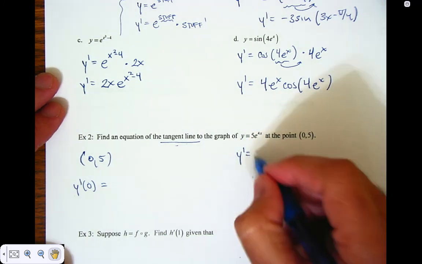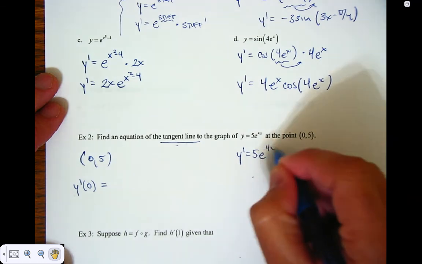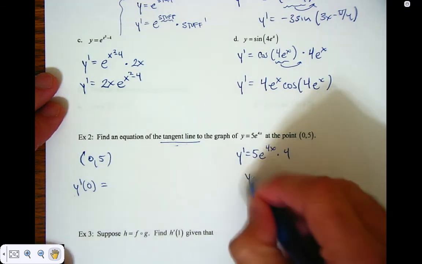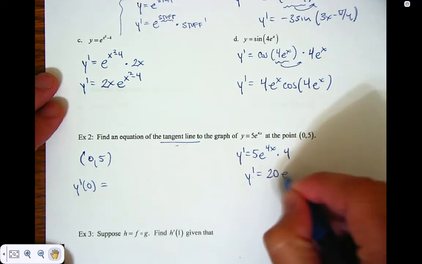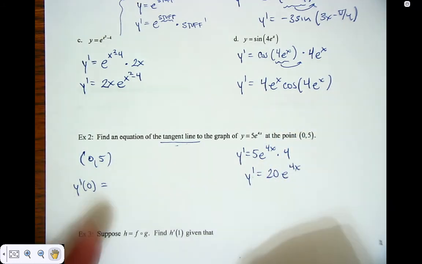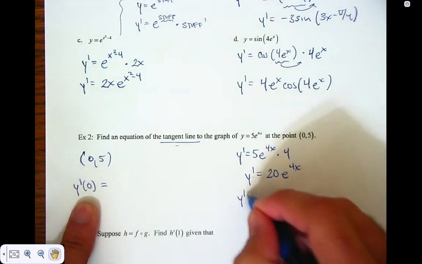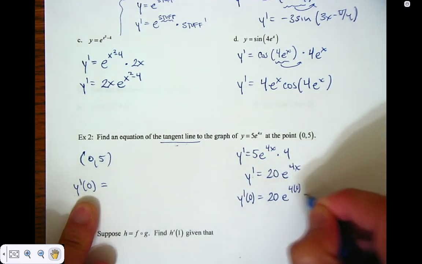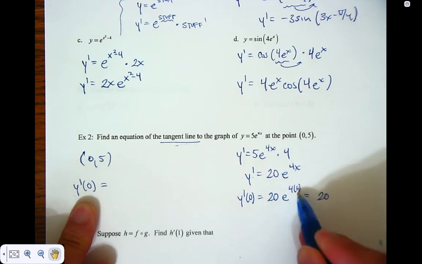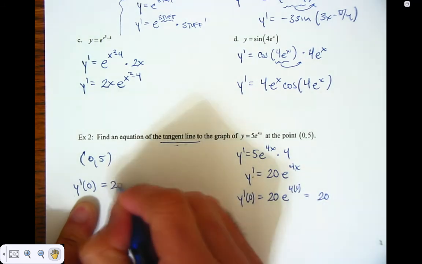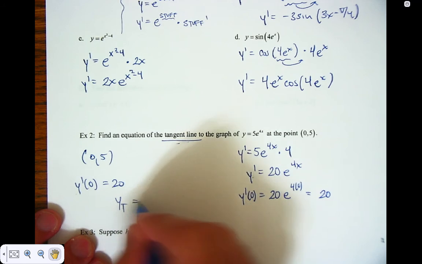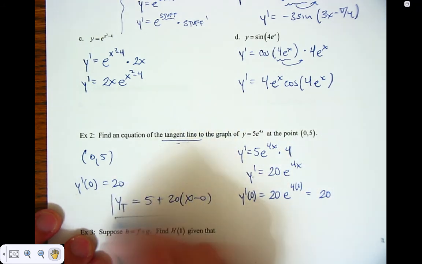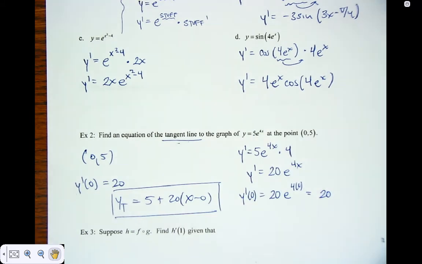Okay, so the derivative would be 5e to the stuff times the derivative of the stuff, for a final answer of 20e to the 4x. Well, if I need y prime at 0, that would be 20 e to the 4 times 0, which is just 20 because e to the 0 is 1. Okay, and once we have that, we have our tangent line is simply 5 plus 20 times x minus 0, and you're good to go.